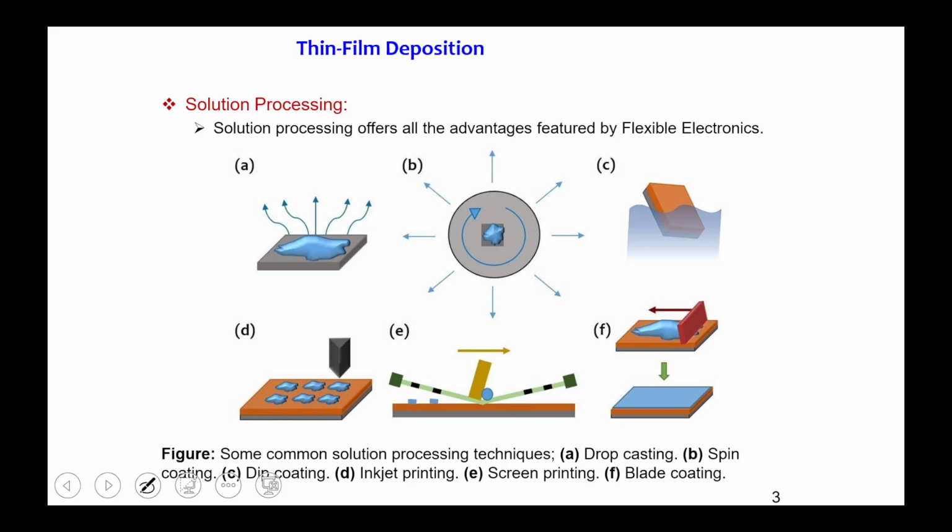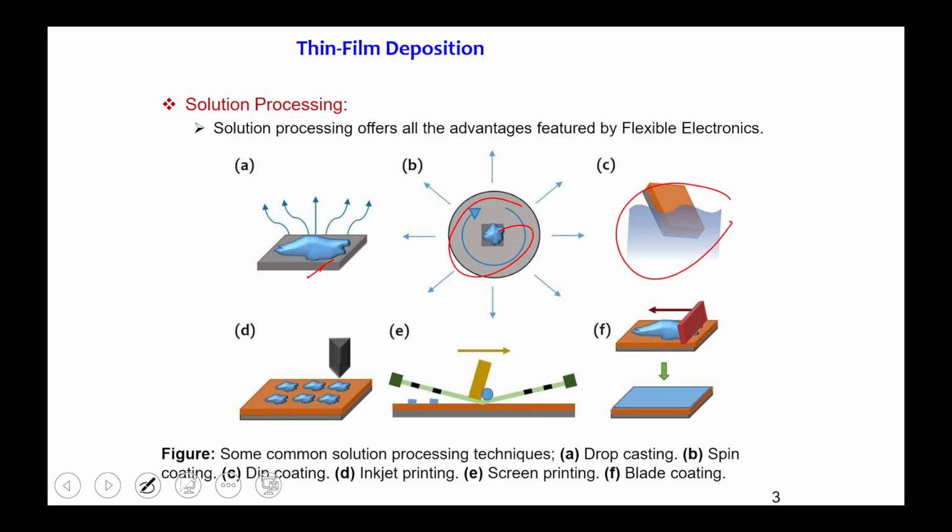Like that, we have to drop cast some material, then spin coat the material, and it will spread all around the area. Next is dye coating, dip coating. Like that, we have a beaker. We fill that beaker with some solution, and we put our substrate in that beaker. So this is dip coating. Some material will be deposited on the substrate during dip coating.